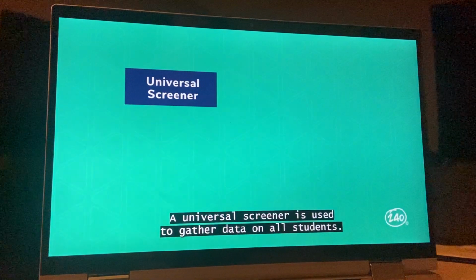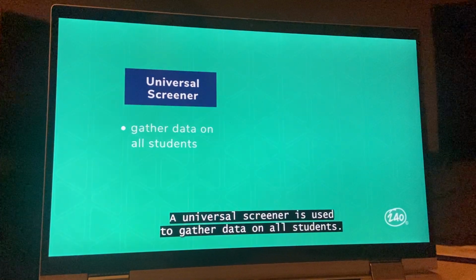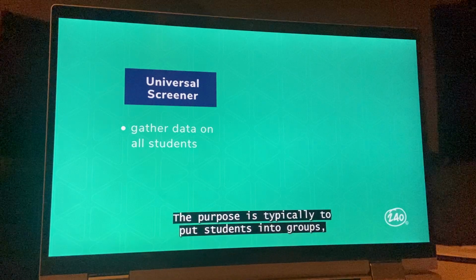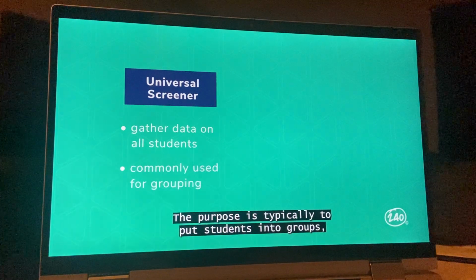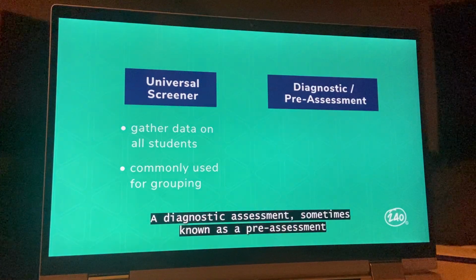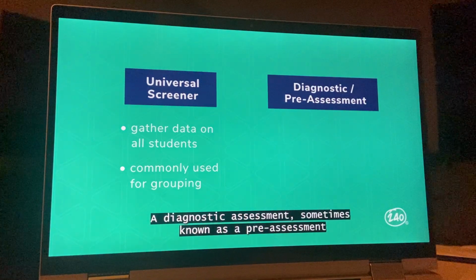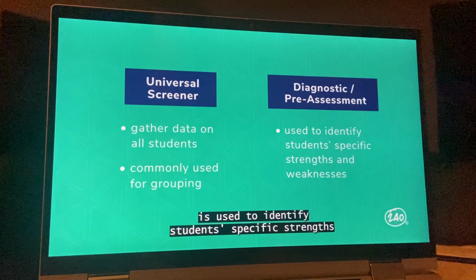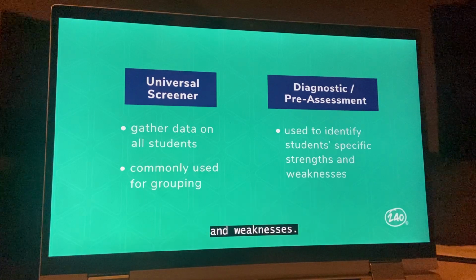A universal screener is used to gather data on all students. The purpose is typically to put students into groups, such as intervention groups. A diagnostic assessment, sometimes known as a pre-assessment, is used to identify students' specific strengths and weaknesses.